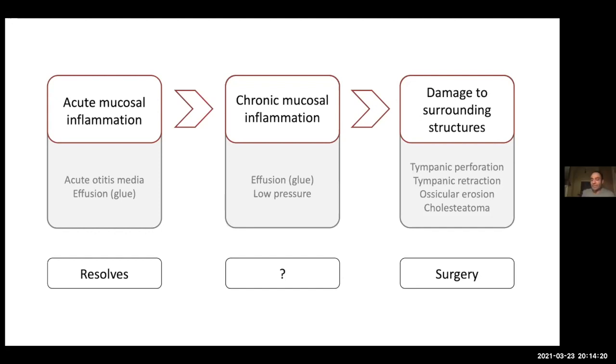But the thing in the middle, the chronic mucosal inflammation, is the thing that surgery cannot treat. And that's just something to keep in mind as we're going through this: what we're trying to do with mastoid surgery, of course, is repair the damage to the surrounding structures, but the underlying biology cannot necessarily, of course, be changed by what we do.